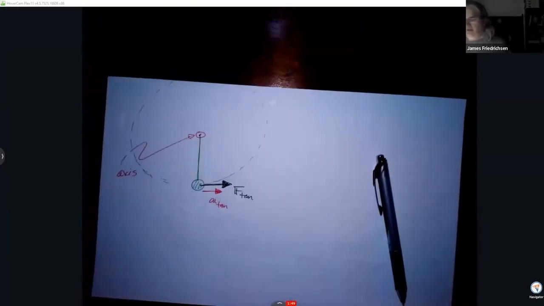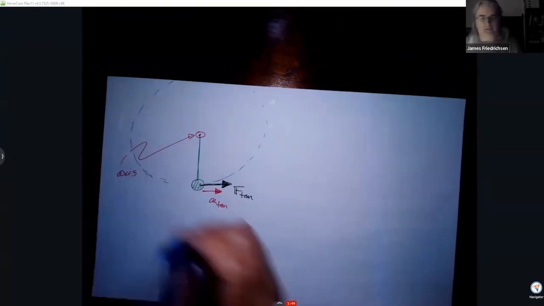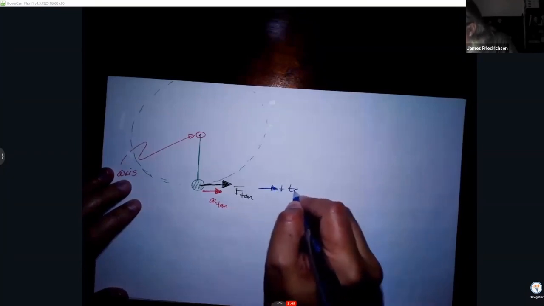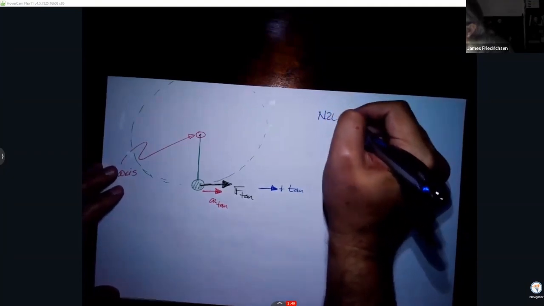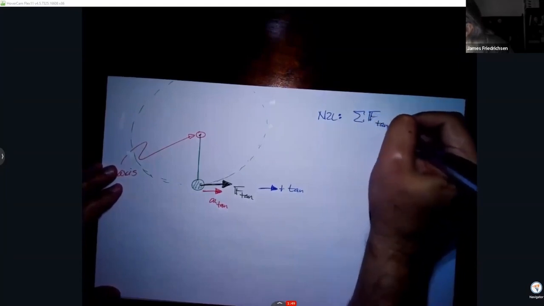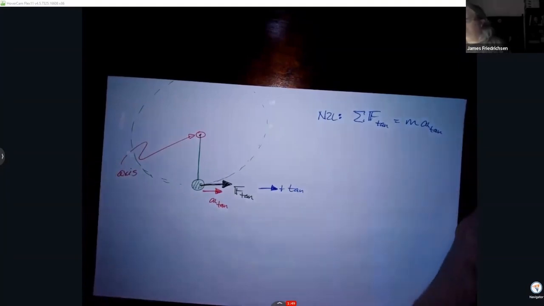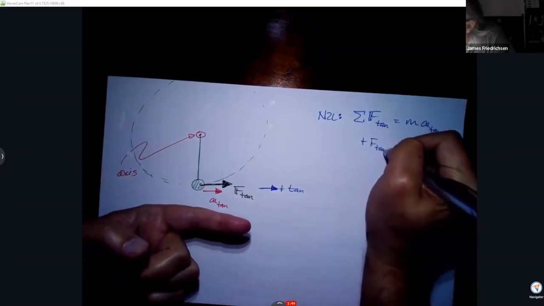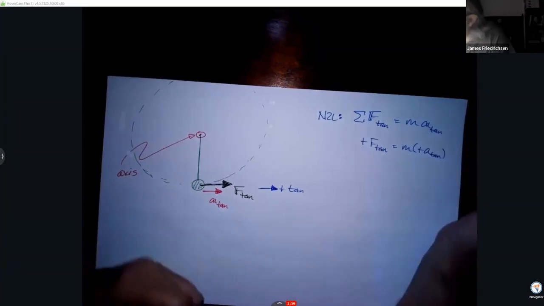If we go in and look, then by Newton's second law, we'll put that this is the positive tangential direction. So if we look at Newton's second law, that force in that tangential direction is m times a tangential. So plus F tan equals m times plus a tan, like so.